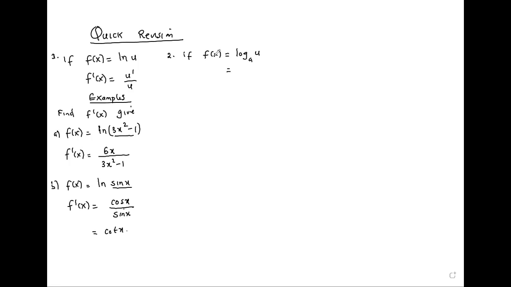In case you've forgotten the general one, you change the base to ln. So you have log base e of u over log base e of a. But log base e is the same as ln, so you have ln u over ln a. Meaning that the derivative of f will be 1 over ln a, a constant, then you differentiate u and divide by u.